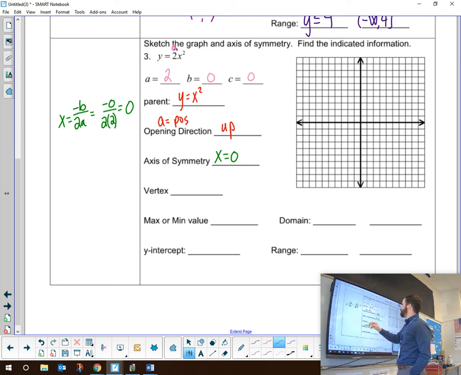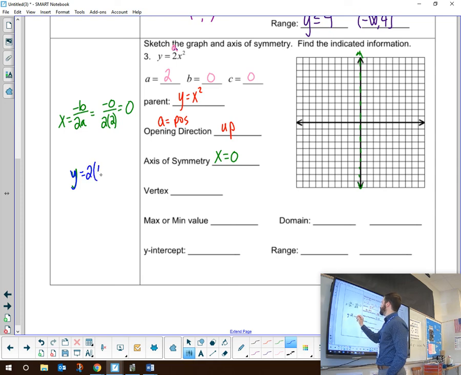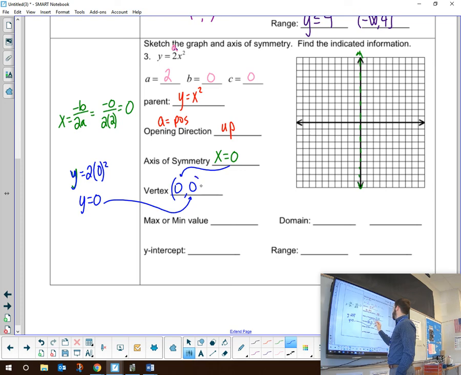Plug it in to find my other part of my vertex. Well, let's put my axis of symmetry on here first. So there's my axis of symmetry at x equals 0. Plug it in for my vertex. We get y equals 2 times 0 squared. 0 squared is 0. 0 times 2 is 0, so it's just y equals 0. So my vertex, remember, we just take this, plug it into the first one, take that, plug it into the next one. So my vertex is at (0, 0), right at the origin.